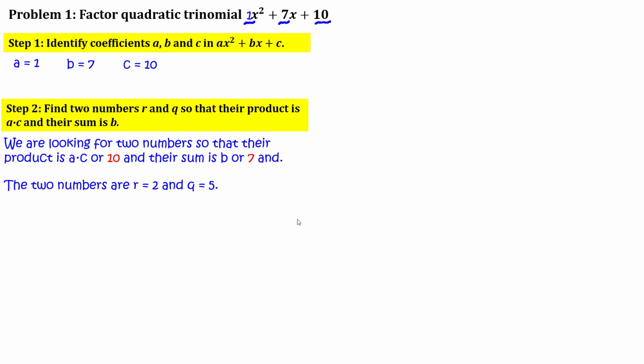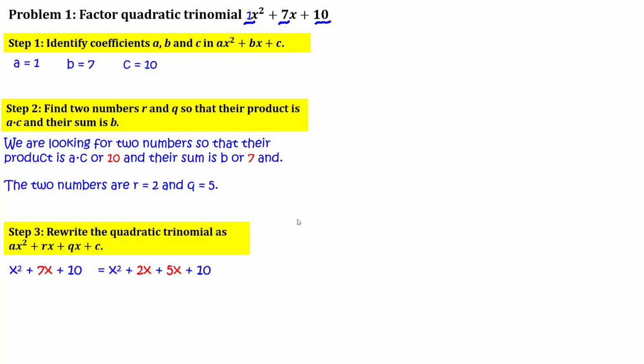Okay. Step 3 might look a little weird, but you'll see why we're doing that in a second. Step 3, I'm going to take my quadratic trinomial x squared plus 7x plus 10, and there's a reason why I highlighted the 7x, and I'm going to replace that 7x with 2x plus 5x.